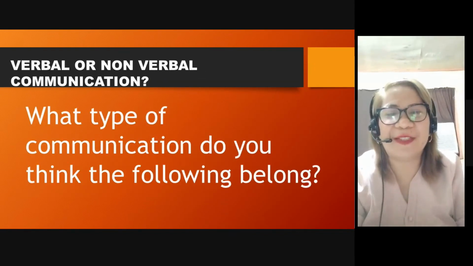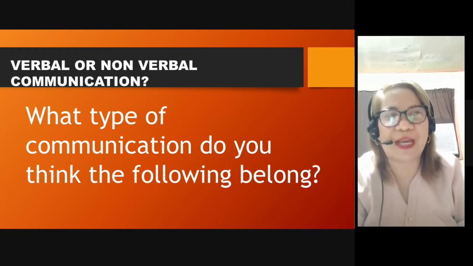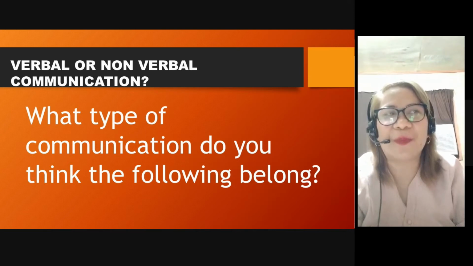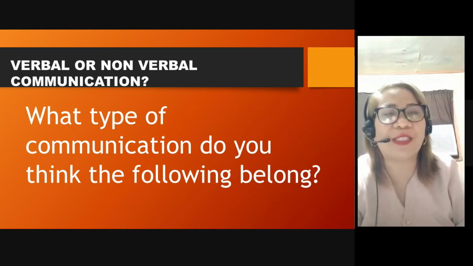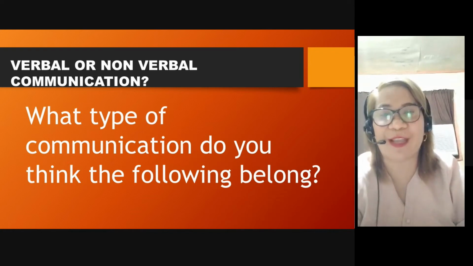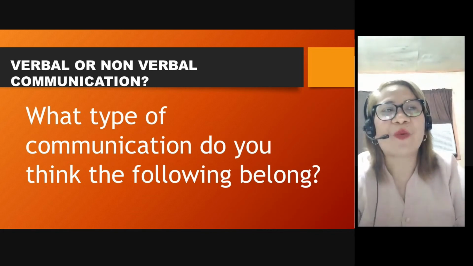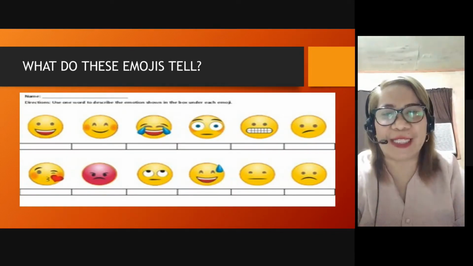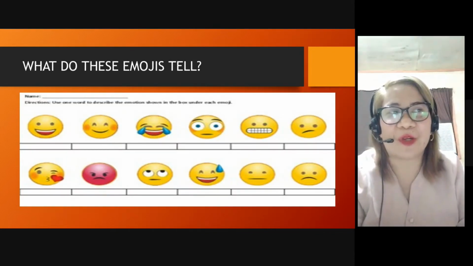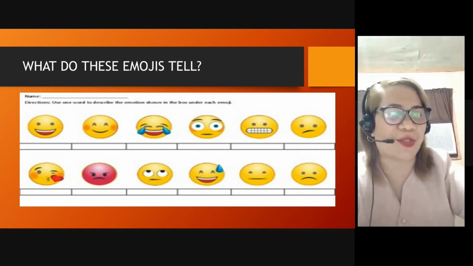Moving on with our activity, we will now have activity 1. You're just going to answer in your answer sheet verbal or non-verbal communication, and you're going to identify which type of communication you think the following belong to. Okay? For the first slide, what do these emojis tell? Is it verbal or non-verbal communication?